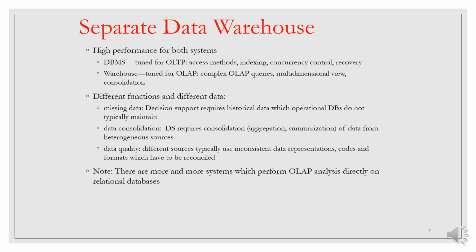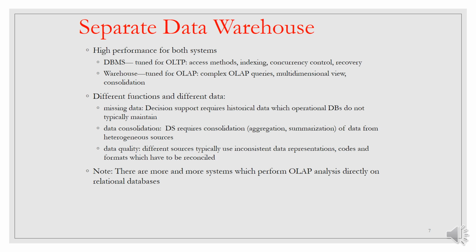Now a separate data warehouse versus your DBMS. The DBMS is tuned for OLTP, that is daily transactions: access methods, indexing, concurrency, recovery, all these things are present in your database management system, which relies on the current transaction, that is, online transaction processing. Whereas online analytical processing is analyzing the data stored in the data warehouse. Complex OLAP queries and multi-dimensional view consolidations are performed.